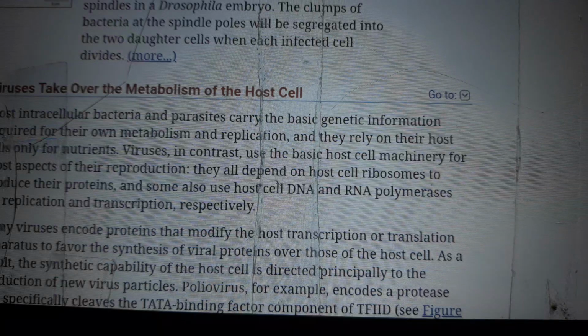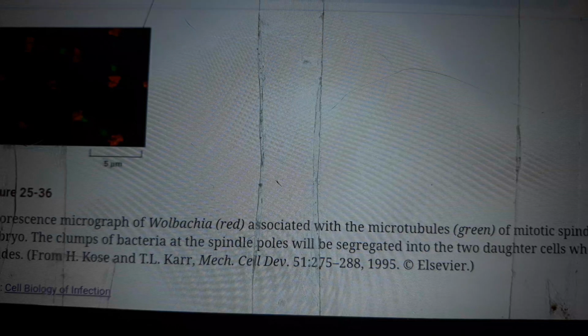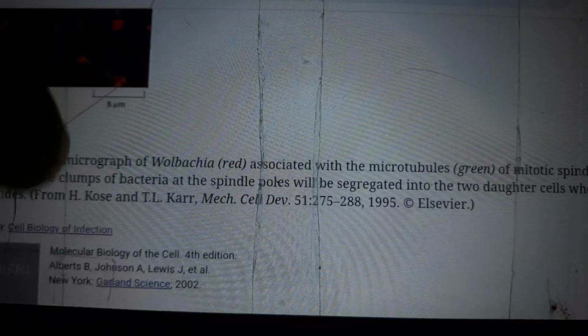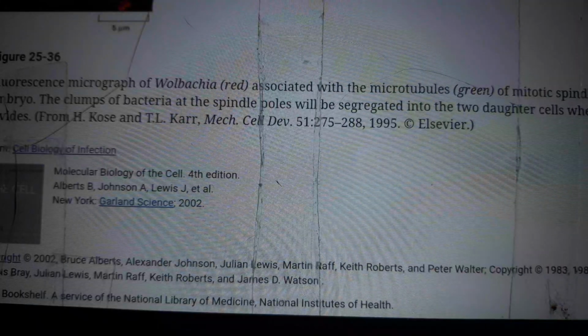Fluorescence micrograph. Wolbachia (red) associated with microtubules (green) in a mitotic spindle in a Drosophila embryo. The clumps of bacteria at the spindle poles will be segregated into two daughter cells when each infected cell divides. Check this, take a screenshot.